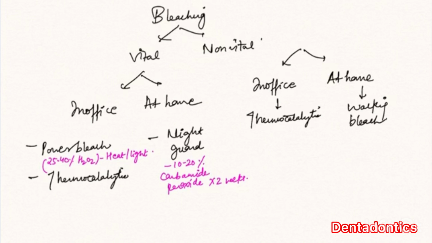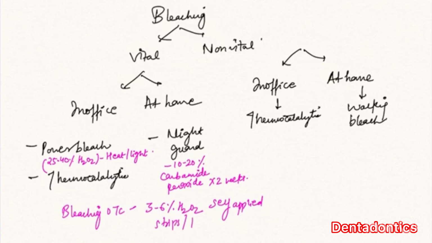Then over-the-counter bleaching consists of 3 to 6% hydrogen peroxide, which can be self-applied by shield, strips, paint, and white dentifrices, and which can be used twice a day for 2 weeks. So this was all about vital bleach.